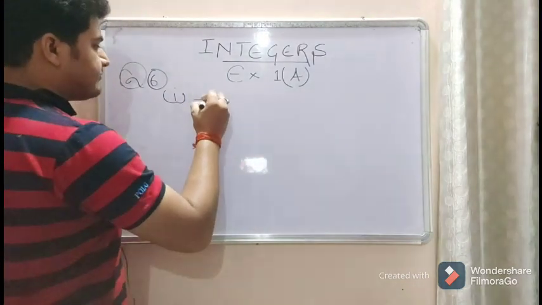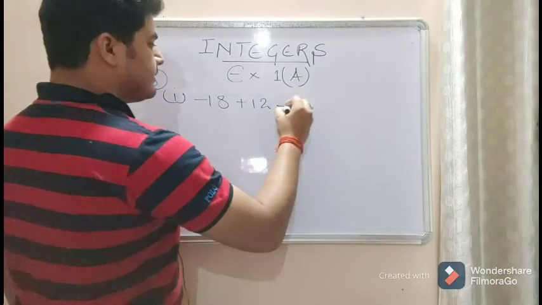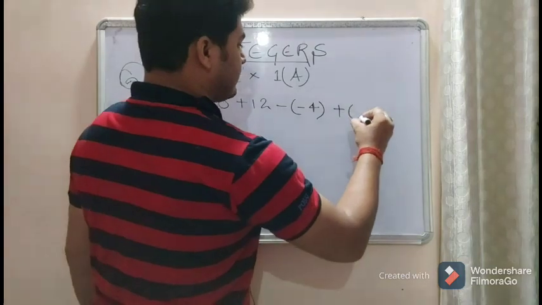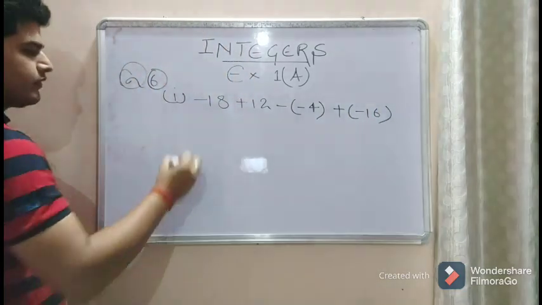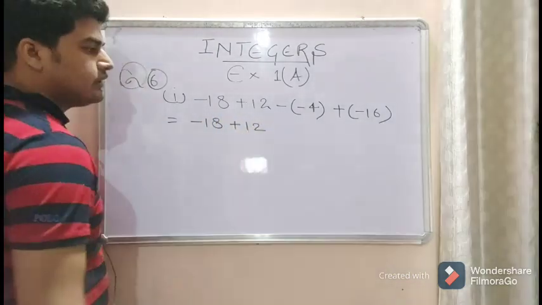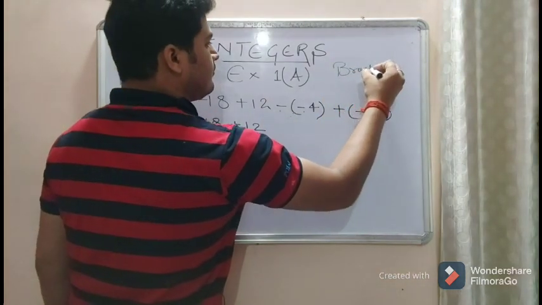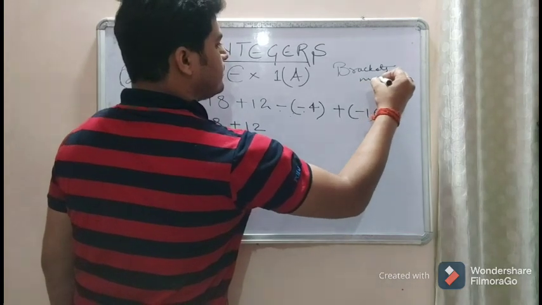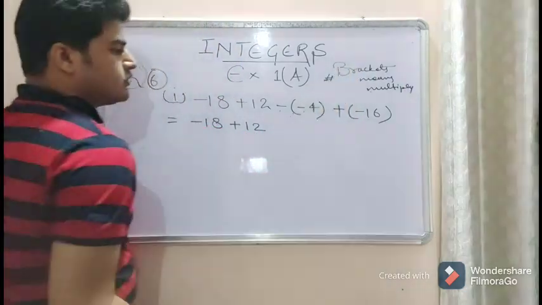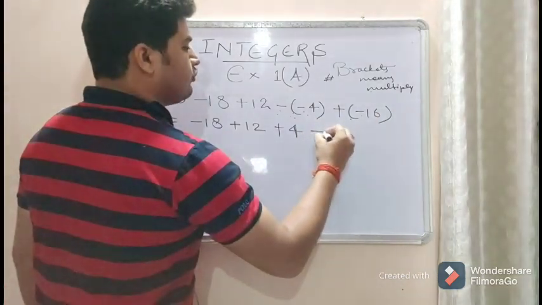The first part is saying minus 18, then plus 12, then there is minus, then in brackets there is minus 4, and then plus, and in brackets there is minus 16. So minus 18 as it is, note it down, plus 12, note it down, minus into minus, bracket means multiply. So minus into minus will give you plus 4 and plus into minus will give you minus 16.